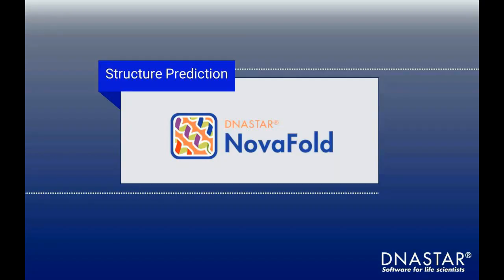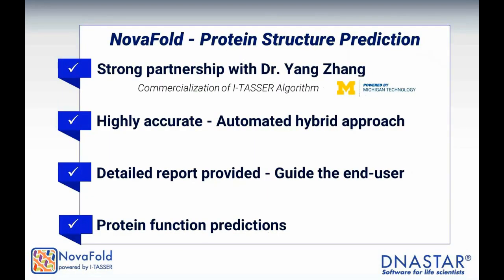So we are highlighting our Nova applications today. I'm going to start off with NovaFold, which is our general purpose structure prediction program. NovaFold was developed in strong partnership with Dr. Yang Zhang from the University of Michigan. He is the principal investigator of the I-TASSER algorithm, which is a highly accurate hybrid-style approach to structure prediction. DNASTAR is the exclusive commercial vendor of the I-TASSER algorithm.